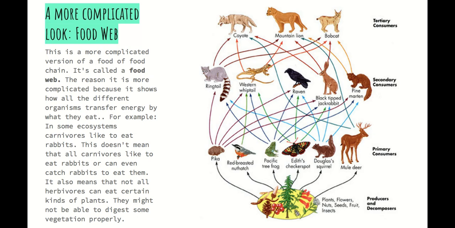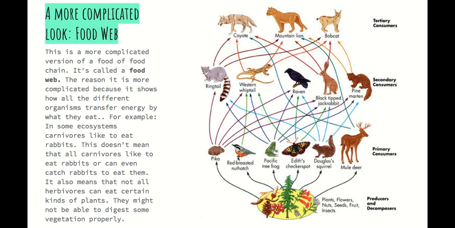For example, in some ecosystems, carnivores like to eat rabbits. This doesn't mean that all carnivores in that ecosystem like to eat rabbits, or they might not have the adaptations to be able to catch rabbits, to eat them at all. It also means that not all herbivores can eat a certain kind of plant. Like, not all herbivores eat grass. They might not be able to digest it properly. It might not give them the proper nutrients that they need. So each ecosystem has certain animals that eat certain things, and the food web shows us that.